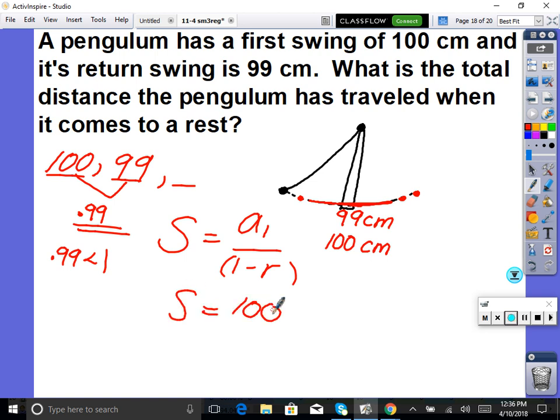So a sub 1 is 100. Wasn't that the first swing? And then divided by 1 minus 0.99. And if you type that into your calculator, you get 10,000 total centimeters. So they're adding up 100 centimeters plus 99 plus whatever. Do you get what I'm saying?